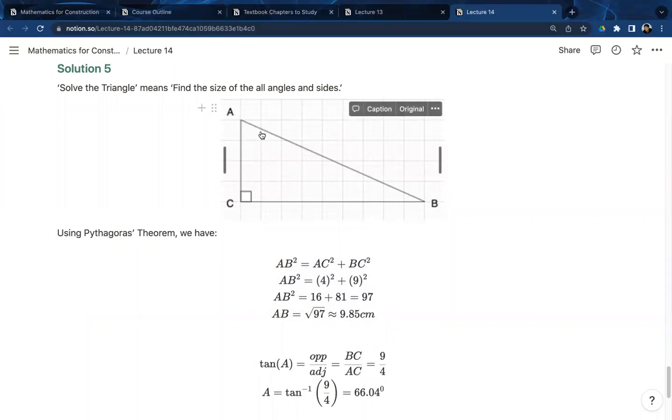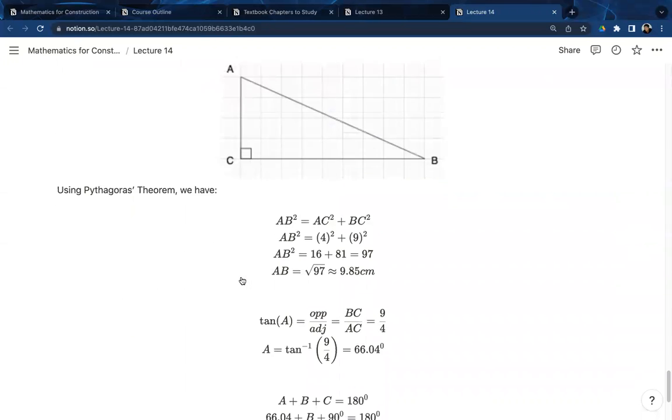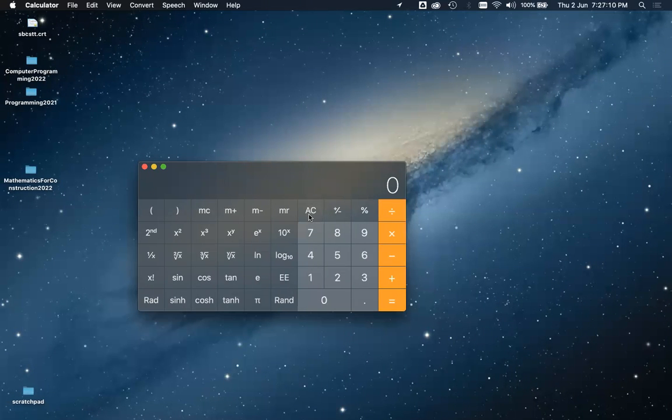The angle at A, the opposite side to angle A is BC, and BC is 9. So opposite is 9 and AC is the adjacent. Opposite and adjacent is tangent. So the opposite to angle A is BC and the adjacent to angle A is AC. Opposite and adjacent depends on the angle you're dealing with. Be careful. So tangent of A is equal to 9 over 4. So then A is the inverse tangent of 9 over 4. Right? Let's do that on your calculator. Inverse tangent.